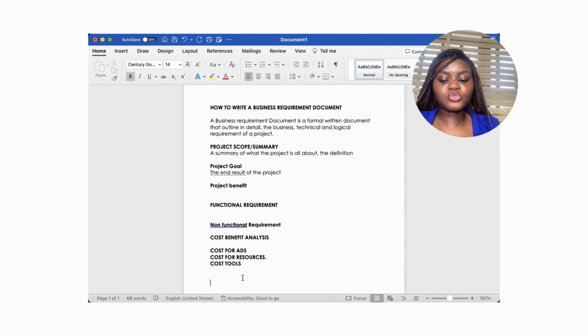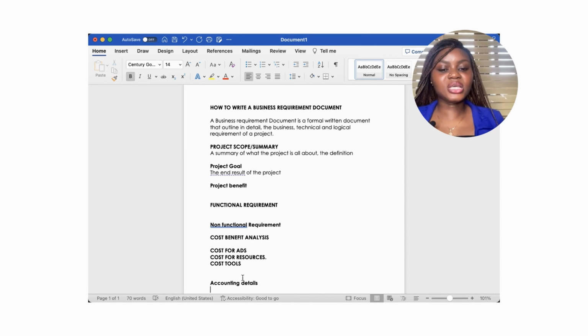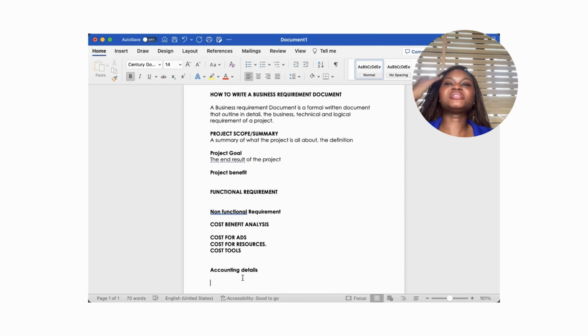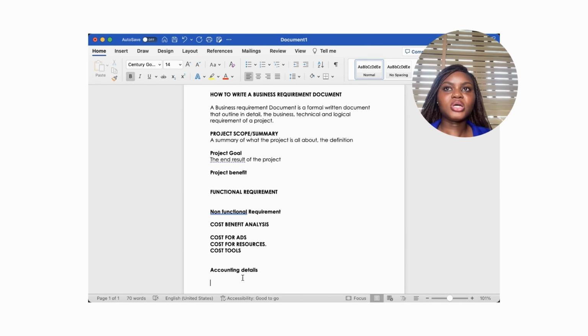There's something that we also call accounting details. Again, let's say it's a payment platform, right? There will be accounting semantics. Let's use a payment platform, let's use Piggyvest.